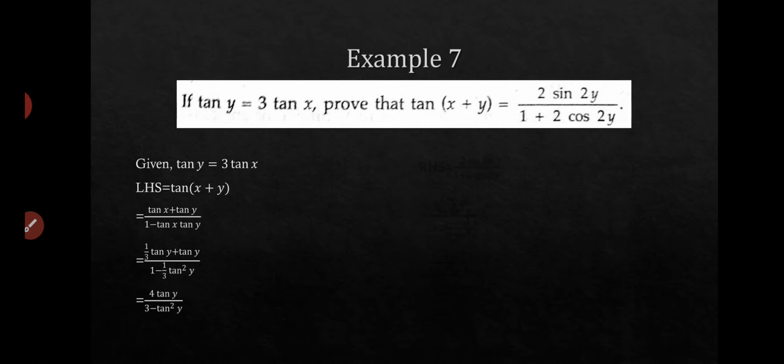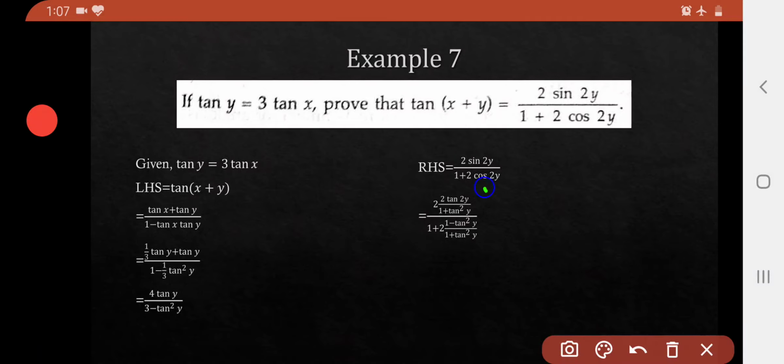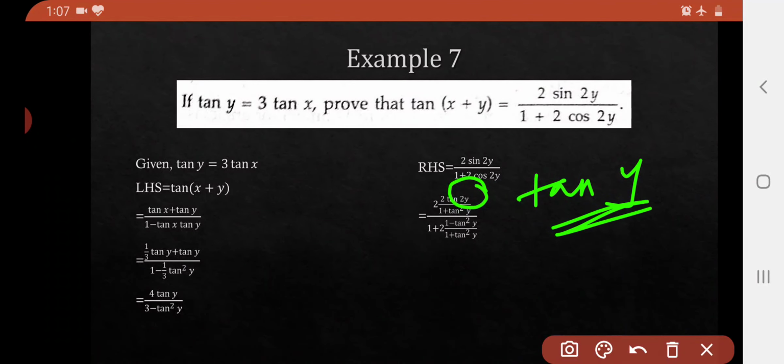Let us start off with RHS once again separately: 2 sin 2y by (1 plus 2 cos 2y). Now sin 2y, you can write it in the form of tan, that is 2 tan y over 1 plus tan square y. I'm sorry, there is one small mistake. It should not be tan 2y, it should be tan y. Please ensure you correct it. It is a slight printing mistake.